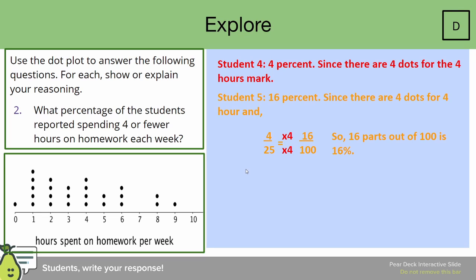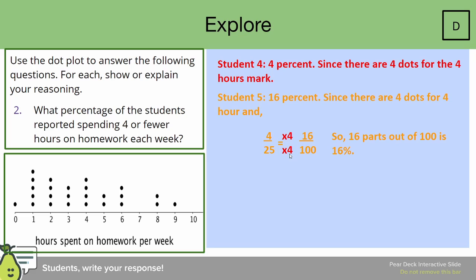Student 5. Please pause this video and let me know, what do you think about student 5's work? Is their work correct? All right, welcome back. Let's read student 5's work together and let's figure out, are they correct? If you said student 5's work is wrong, then you are correct. Student 5 said the answer is 16%, since there are 4 dots for the 4th hour. So what they did is they followed the ratio 4 out of 25, because there are 4 dots for the number 4. There are 25 students in total.